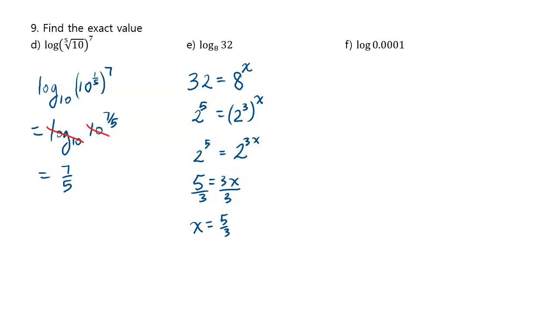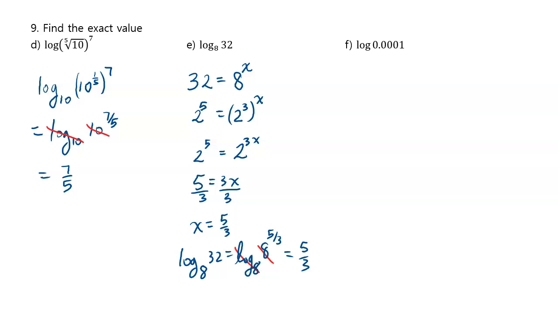Okay, so this is what we just figured out. We found that log 8 of 32 can be written as log 8. 32 is 8 to the 5 over 3 power, and therefore now you can cancel, and that's equal to 5 over 3.